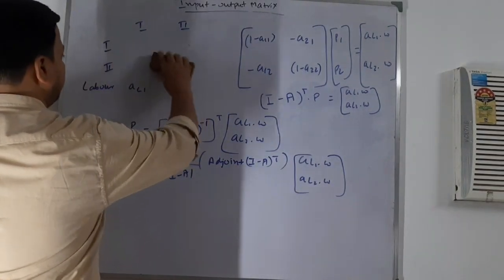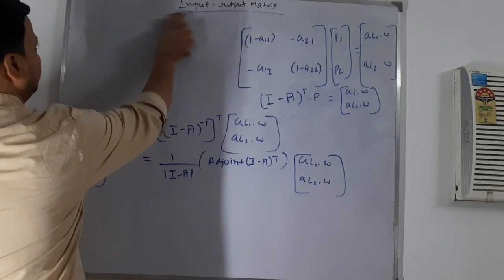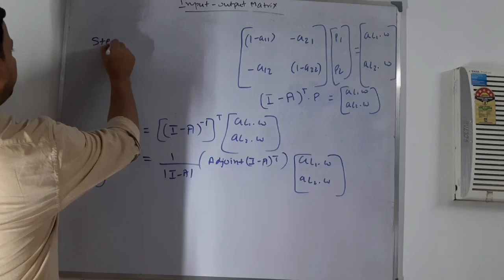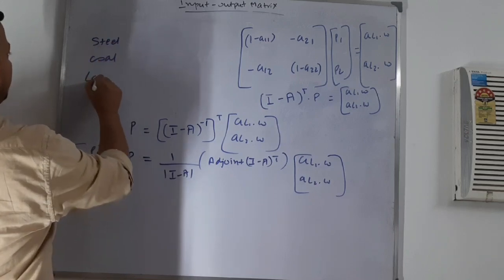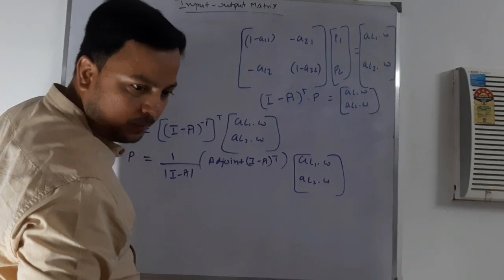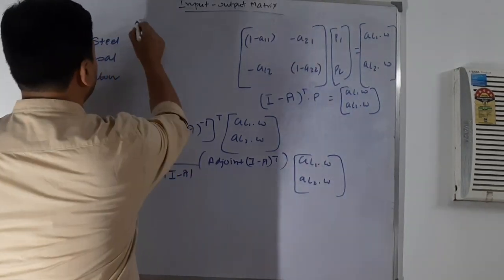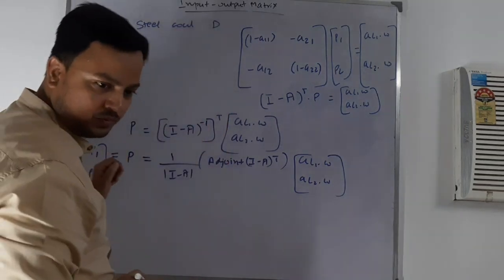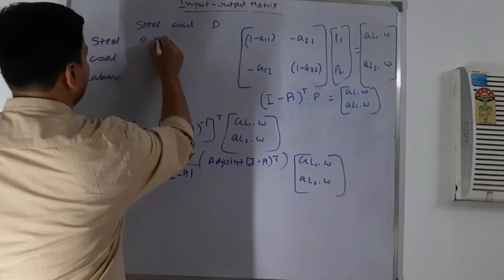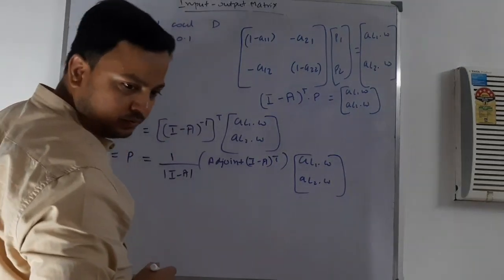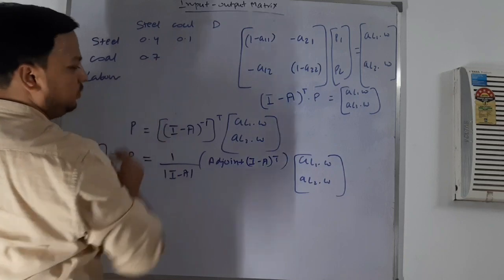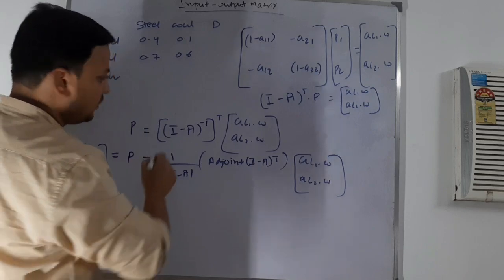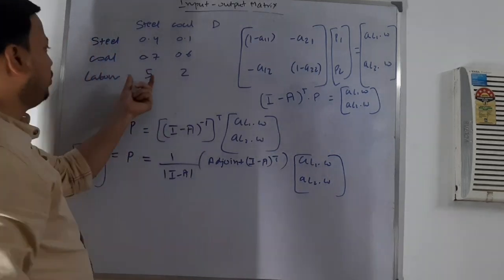Let me finish the example that we have done in the class and solve for equilibrium price. We have taken steel and coal, and the demand matrix is given here: 0.4, 0.4, 0.1, 0.7, 0.6, and 5, 2. This is the unit labor requirement.